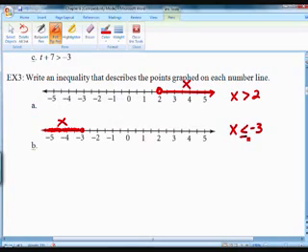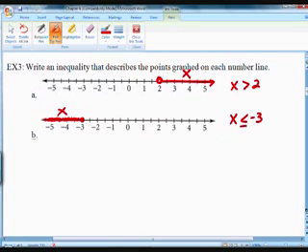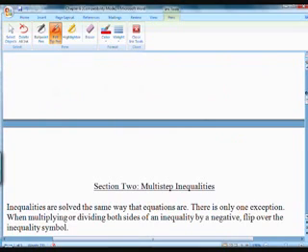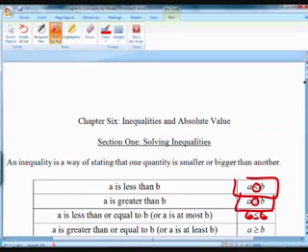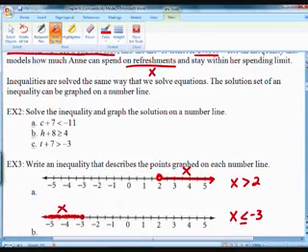I would rather the x's be first on this. Definitely. Let's see. Is that everything? Wow. Any questions?